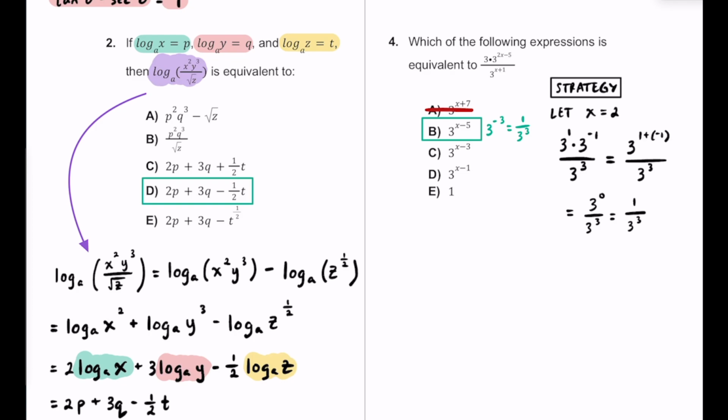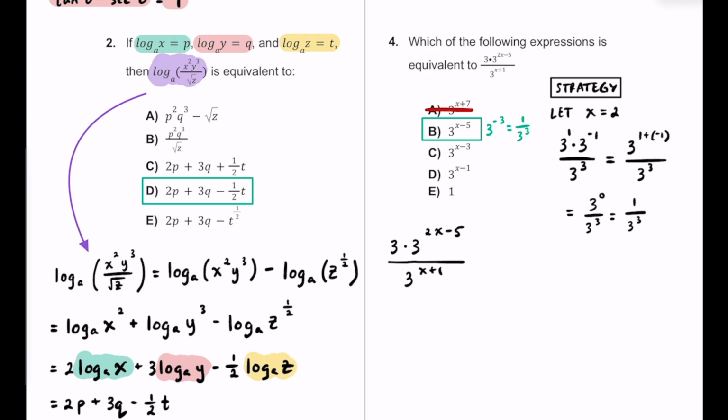Now, that's again a strategy you can use by just plugging in a number to get rid of the variables. What we can do now is solve this the actual way, using our properties of exponents. So let's rewrite the original expression here. It would be 3 multiplied by 3 to the 2x minus 5 power, and that's the whole thing on top of 3 raised to this x plus 1 power.